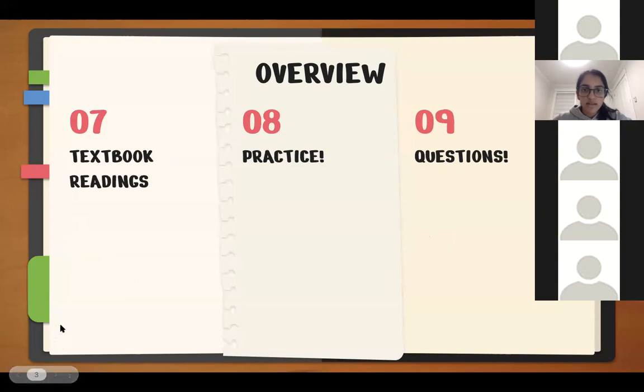Before we get started with the presentation, something to keep in mind is that one note-taking style will not work for everyone, and this is all about identifying what works for you.